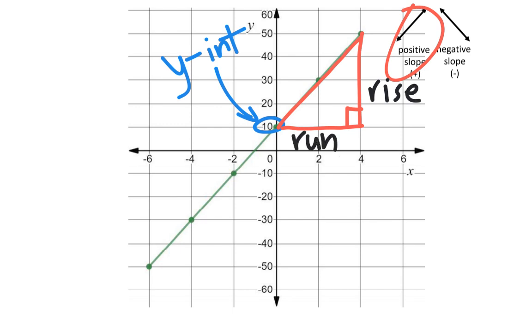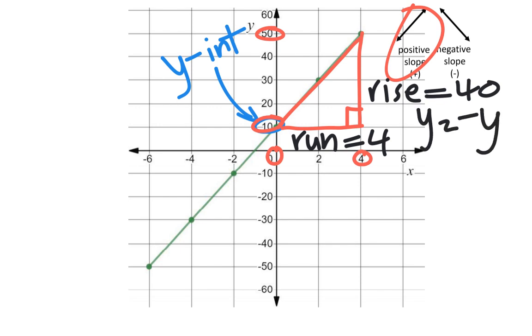The rise occurs between the numbers 10 and the numbers 50, which means the rise is 40. Meanwhile, the run occurs between the numbers 0 and 4, which means the run is equal to 4. When you figured out the rise, what you really did in your head was y2 minus y1. And when you figured out the run, what you really did in your head was x2 minus x1.